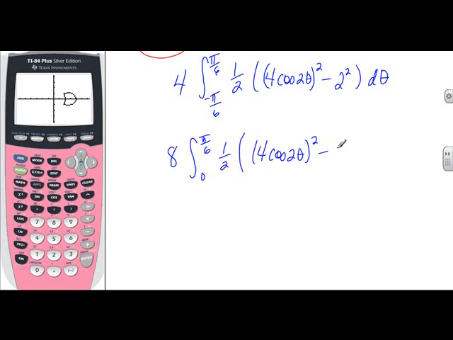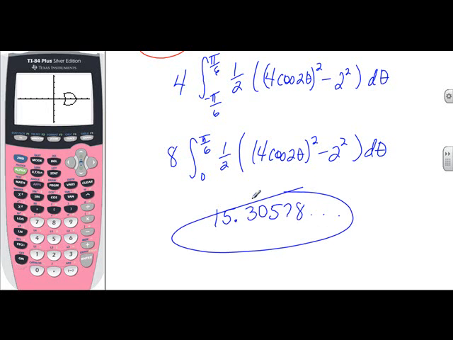Either way you go with that, you should get a total area of 15.30578. Again, use your calculator to evaluate those integrals. They are things that we could do by hand, but there's just really not any reason at this point for us to do that work.